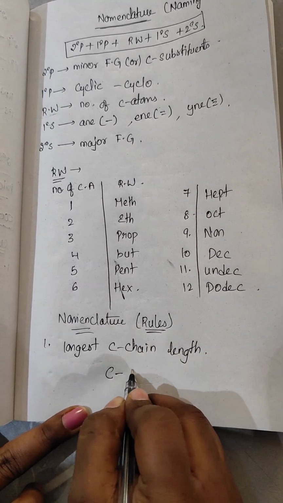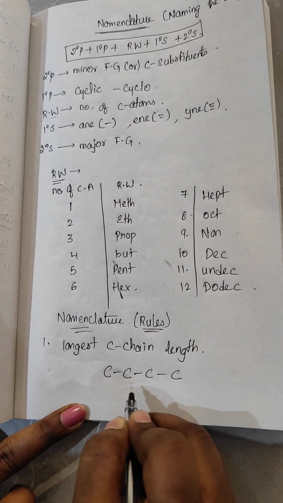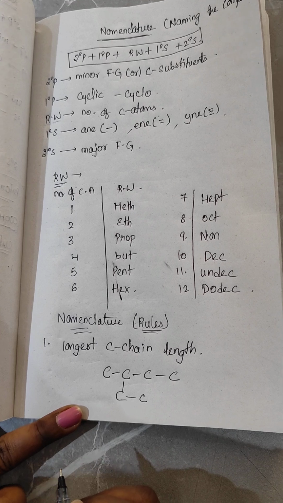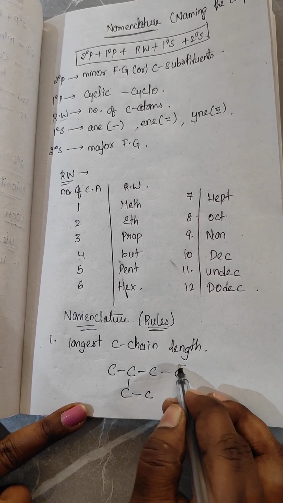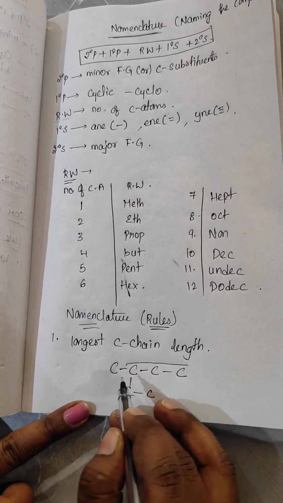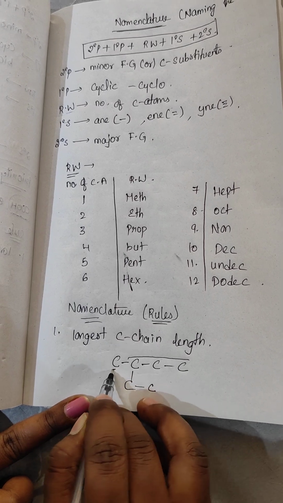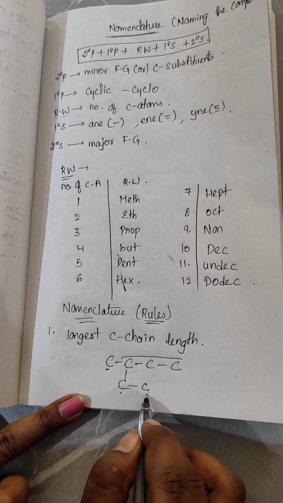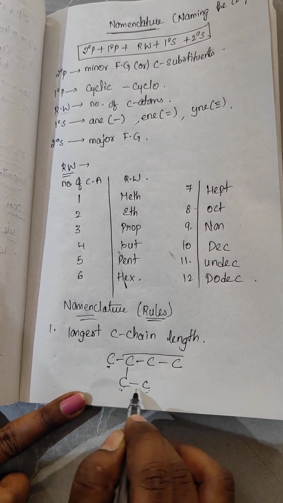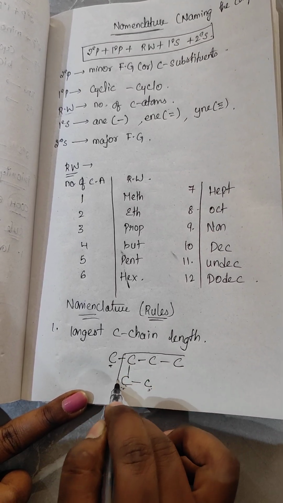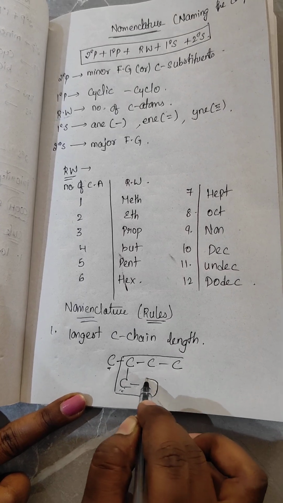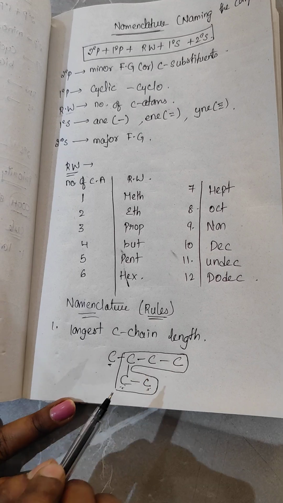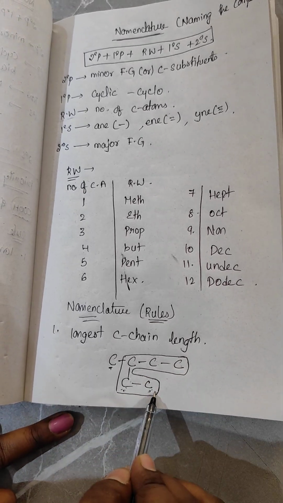If I take an example like this, this is the particular molecule. Now we have to check the longest carbon chain length. Here it contains only one carbon as a substituent, but this particular carbon is attached to 2 carbon atoms, 1 and here it is 2 carbons. So the longest will become the main part. So this will be your longest carbon chain length. So first always we have to check the longest carbon chain length.